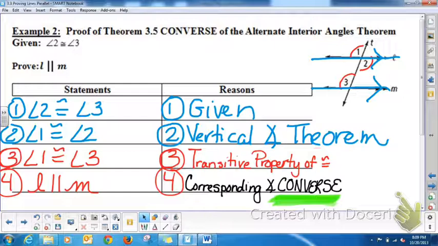It is essential that you write the word converse. These are corresponding angles, but you can't just write corresponding angles. You have to write converse because the corresponding angles converse theorem says if two lines are cut by a transversal so that the corresponding angles are congruent, then the lines are parallel. And that's what we set out to prove, that the lines were parallel. Whenever you're trying to prove that two lines are parallel, you're probably going to use a converse theorem.